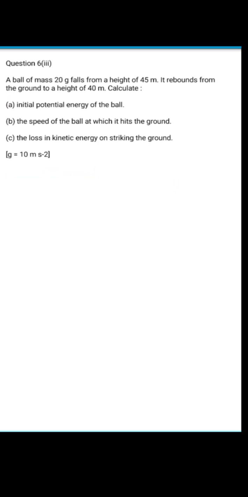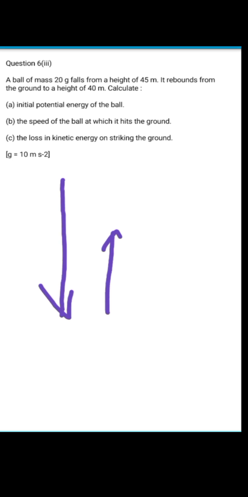Next one, a ball of mass 20 gram falls from a height 45 meter. It rebounds from the ground to a height 40 meter. So what do you mean by this thing rebounding? Whenever an elastic substance, or imagine a ping pong ball, falls on the ground, it again jumps back, right? So this procedure is called rebounding. You're going to see this term again and again in class 11 if you take up science.